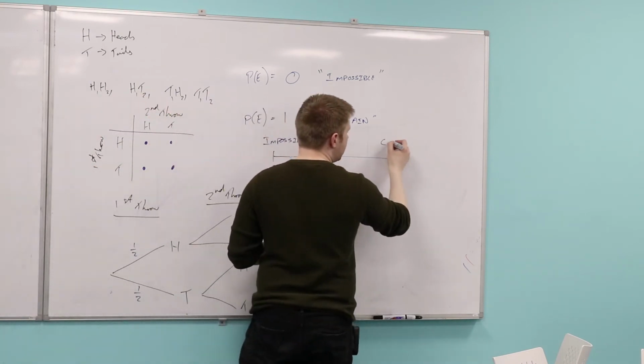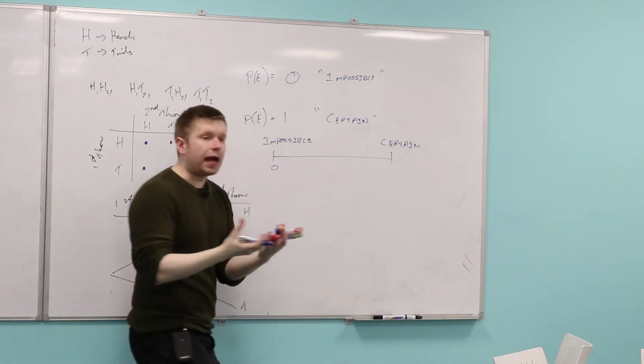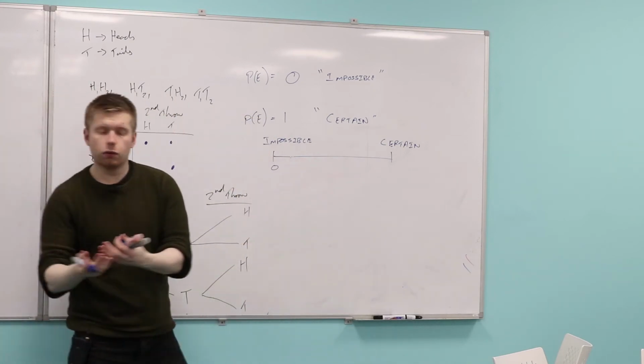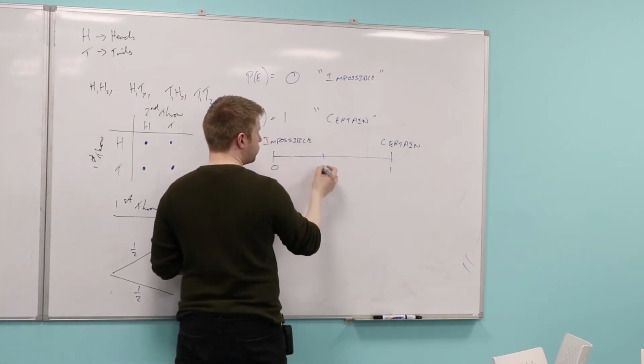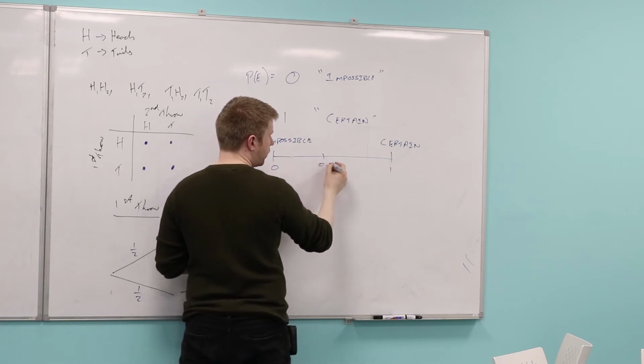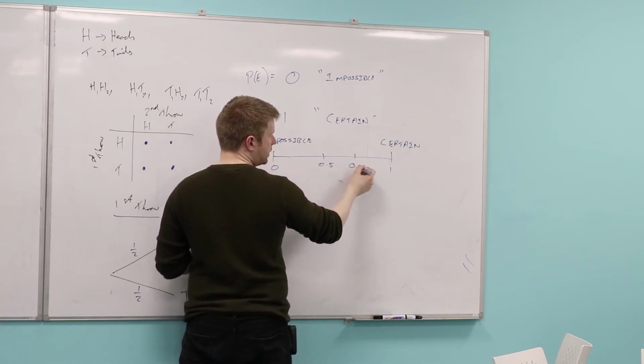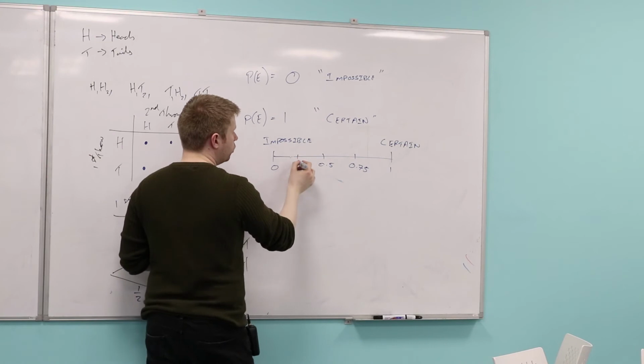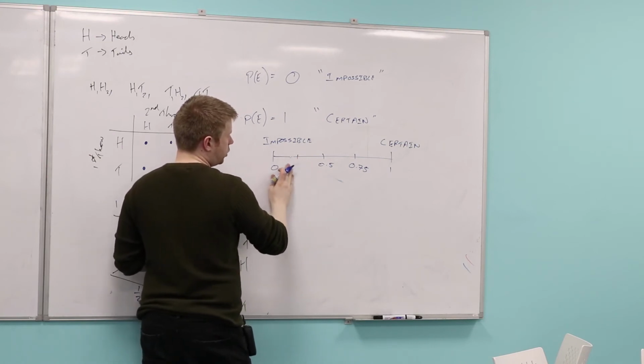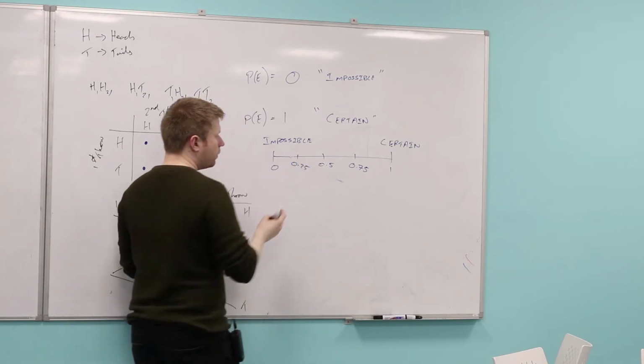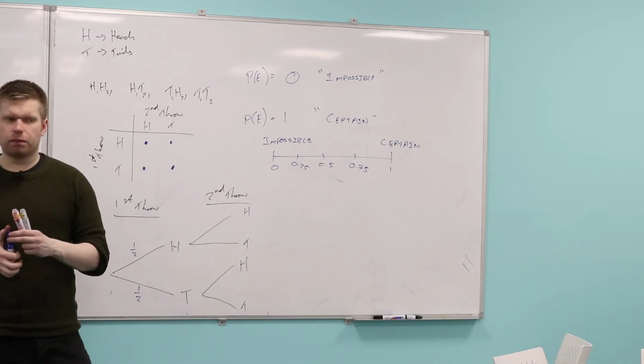And then likewise over this end, where I've got certain, I can transcribe that into a number which is 1. And obviously everything in between. So a fair chance would be 0.5. Likely chance would be something like 0.7, 0.8, something like that. And 0.25 would represent an unlikely chance. Does that make sense to everyone? Yeah, does that make sense?